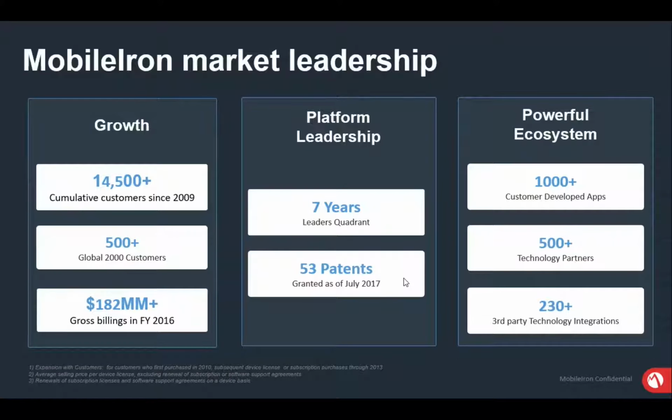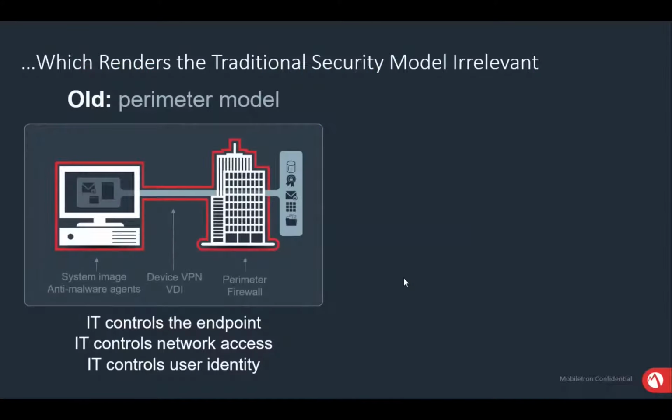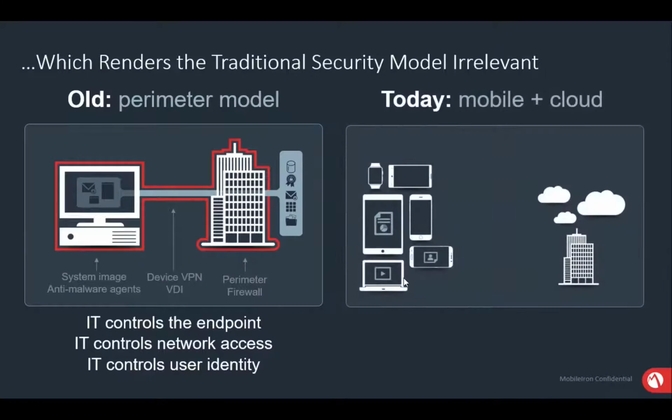When we talk about MobileIron, they have more than 15,000 customers all over the globe, and they have been a leader in the Gartner Magic Quadrant for 7 years. They have 53 patents, and they have industry trusted certifications like FIPS 140, FedRAMP, US Privacy Shield, CSfC.